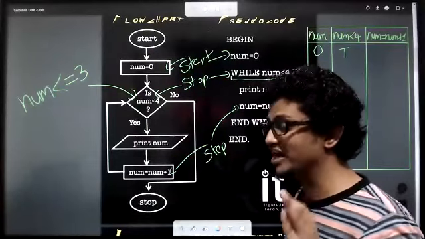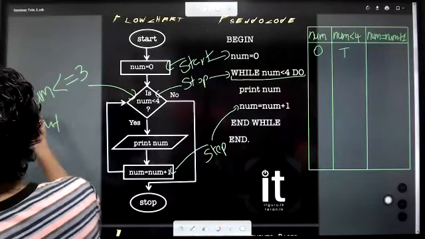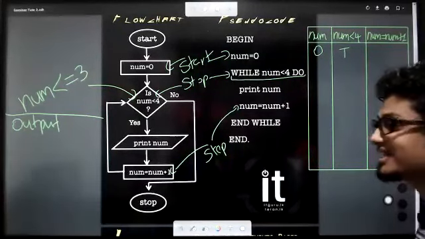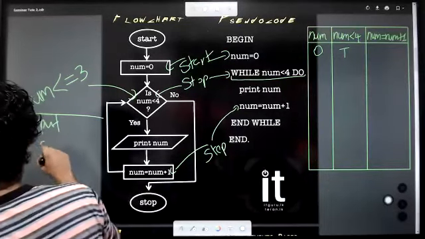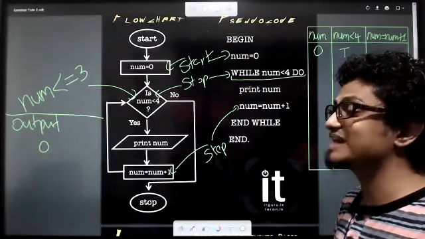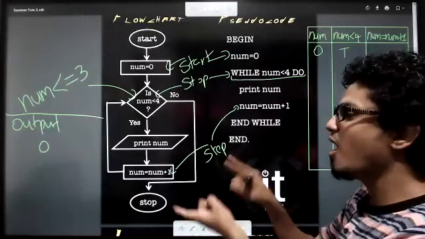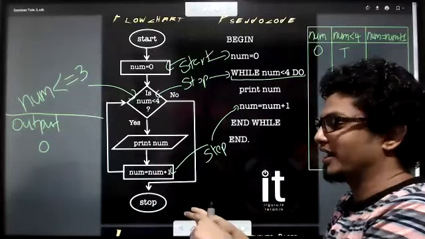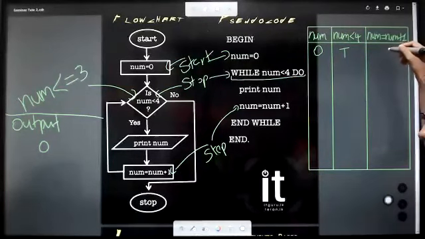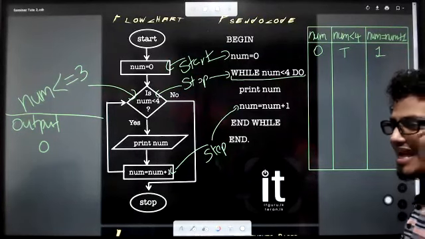Print num. Superb. When I say print num, I'm going to mention the output separately in here. It is going to display what, kids? Number 0. Perfect, because num has the value 0. Then num equals num plus 1. Num equals the current value of num, which is 0, plus 1. That is the new value. 0 plus 1 is 1, which is assigned to num. So num is going to have what now, kids? 1. Superb.